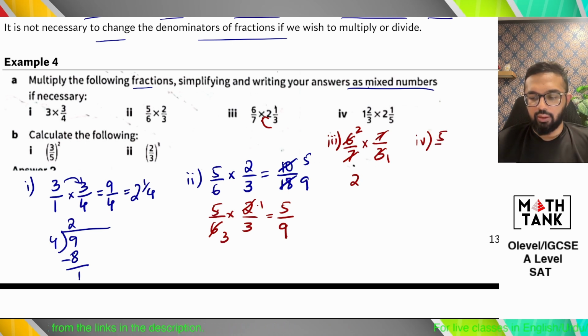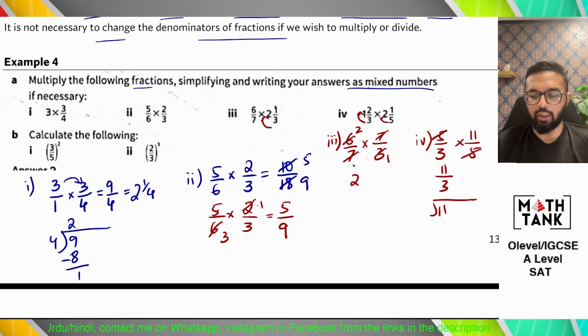Both of these need to be changed from mixed numbers to improper fractions. That's 11 over 5. The 5 and 5 cancel, and 11 over 3 is left. Let's change 11 over 3. 3 times 3 is 9, 2 remaining, so that's 2 whole 2 over 3.